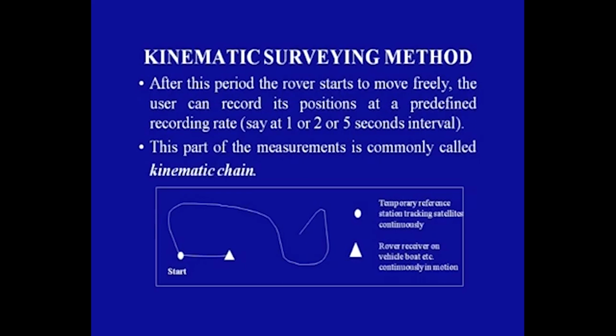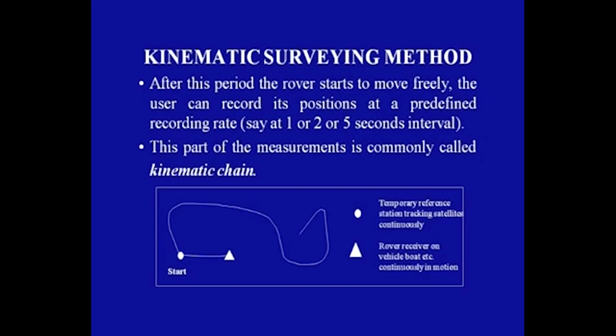After this period, the rover now starts to move freely and the user can record its position at predefined recording rates, say at 1 or 2 or 5 seconds interval. This part of the measurement is commonly called kinematic chain.